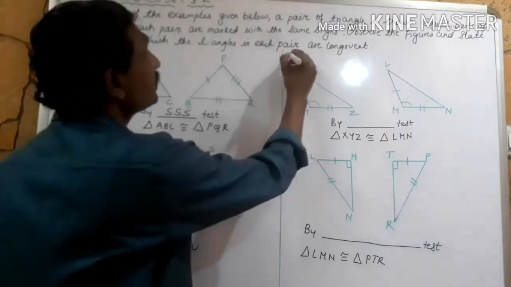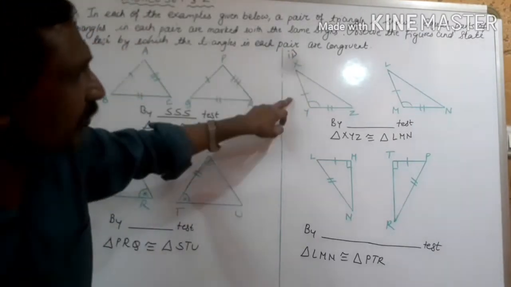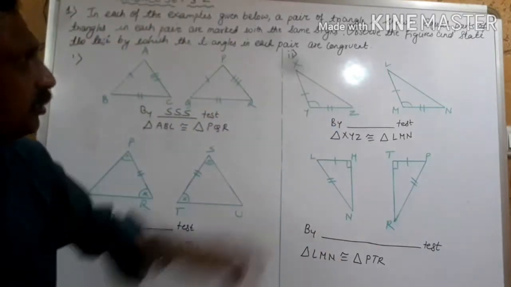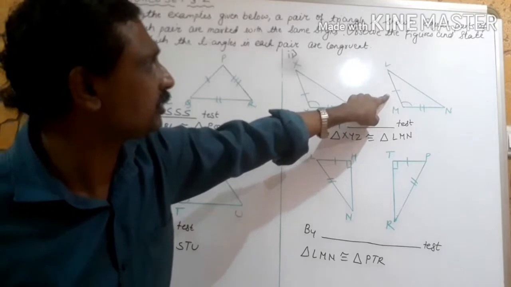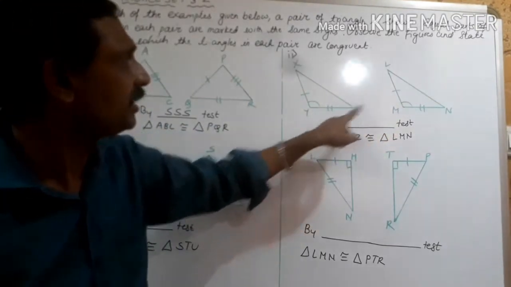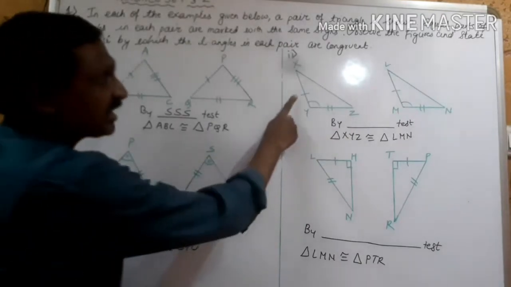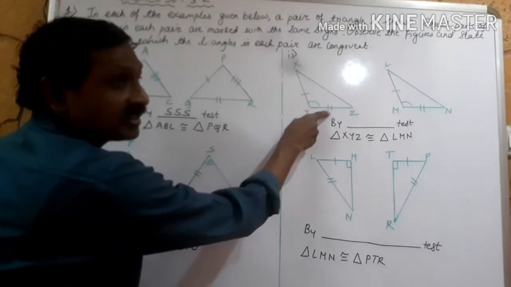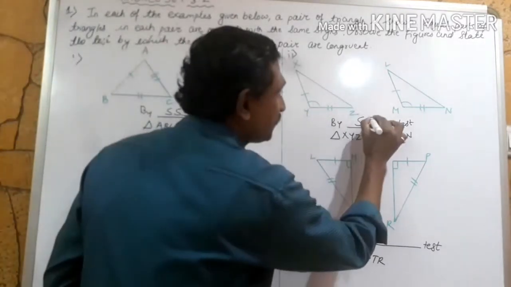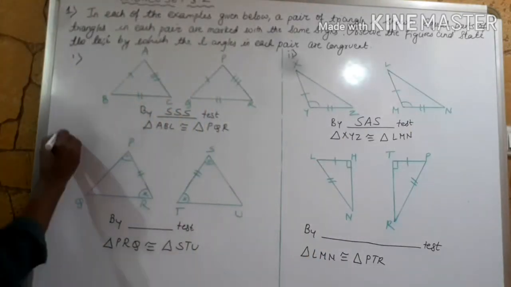Let's go to the second one. In the second one, in triangle XYZ and triangle LMN, you see this side congruent to this side, this angle congruent to this angle, then this side congruent to this side. Then by which test? Side, angle, side. It is congruent by SAS test.